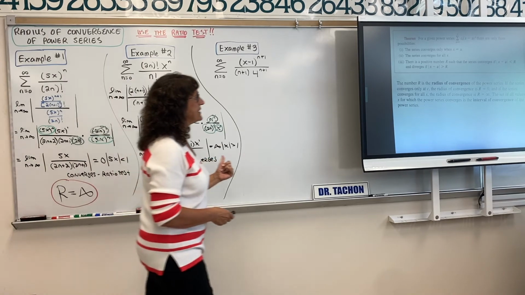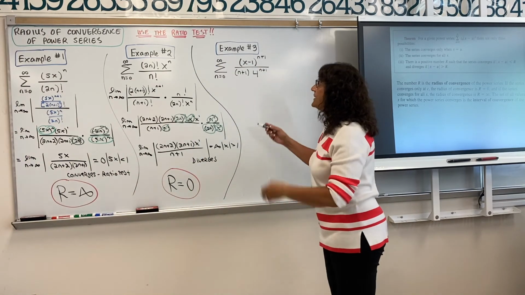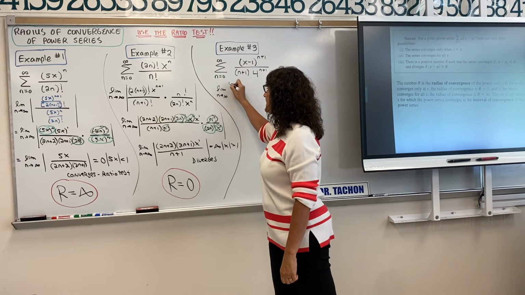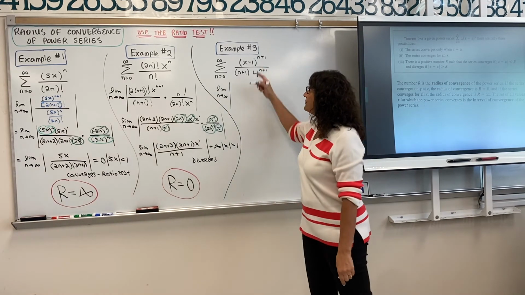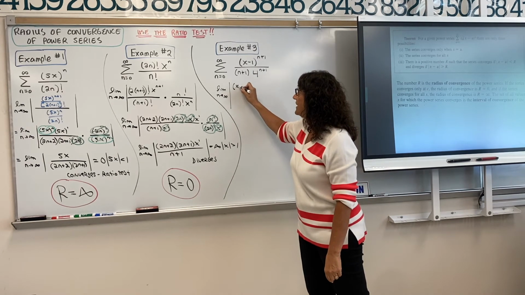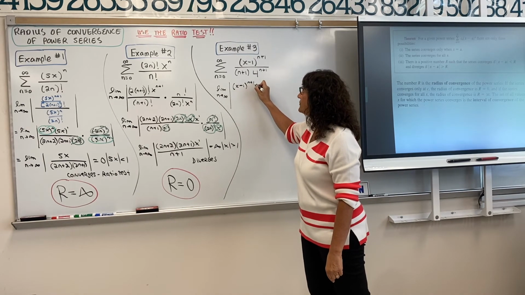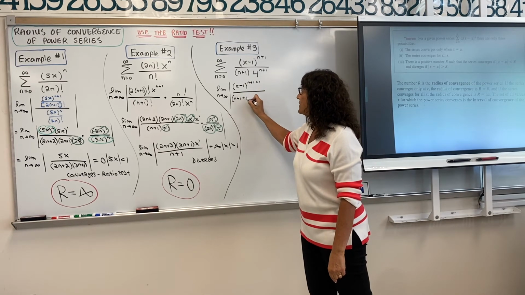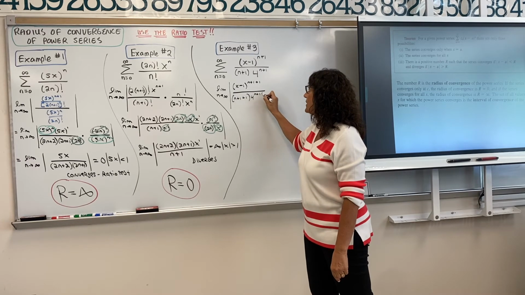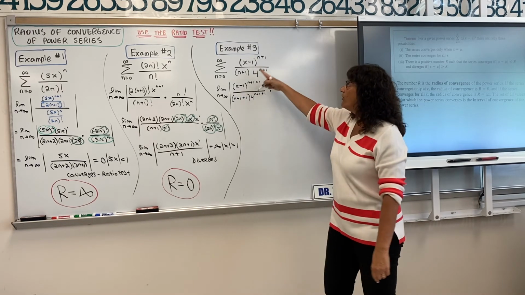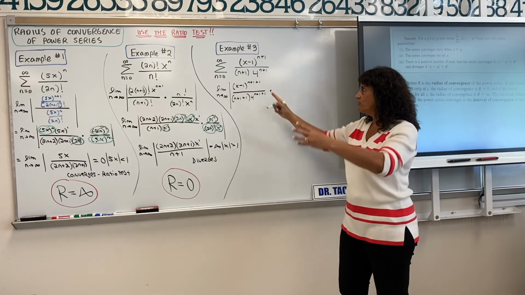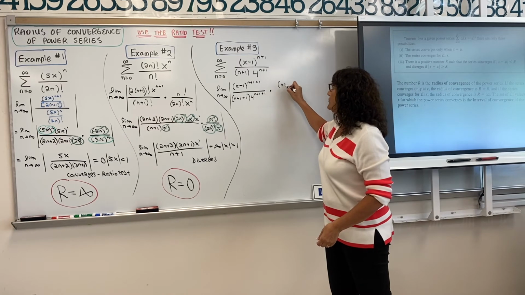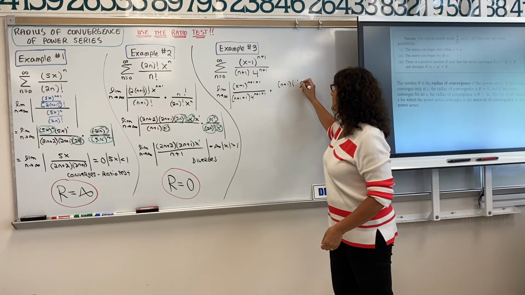Let's see what happens with example number 3. Let's use our ratio test one more time. So we take the limit as n goes to infinity, absolute value, a sub n plus 1. What do we have here? We have (x minus 1) to the n plus 1 plus 1 over, this is going to be n plus 1 plus 1, 4 to the n plus 1 plus 1. So I want to take all of these 3 n's and change them to n plus 1. So it's a sub n plus 1 over a sub n. So n plus 1, and it's 4 to the n plus 1.